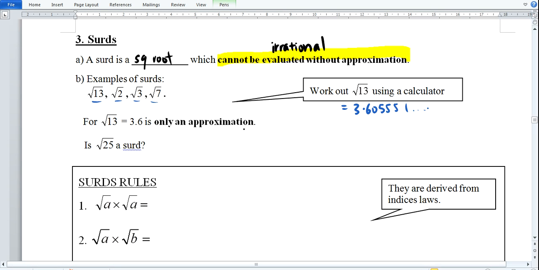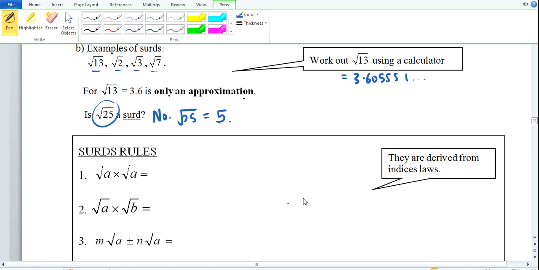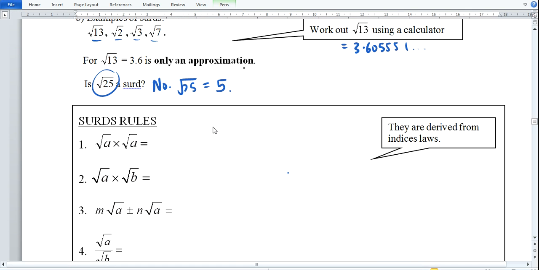Now, how about square root 25? Is it a surd? The answer is no, because square root 25 can be simplified to just 5, which is rational. So even though it has a square root, it is not a surd. Now, before we look at some surd questions, let us look at some rules for simplifying surds.